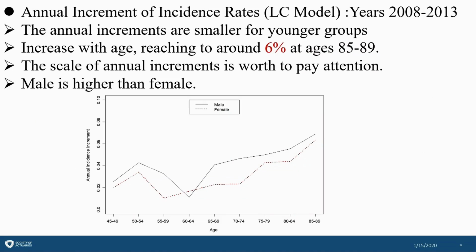We use the Lee-Carter model to see the annual increment of incidence rate, for years 2008 to 2013. The annual increments are small for the younger group and increase with age, reaching around 6% at age 85 to 89 years old. The scale of annual increments is worth paying attention to. Male is higher than female.